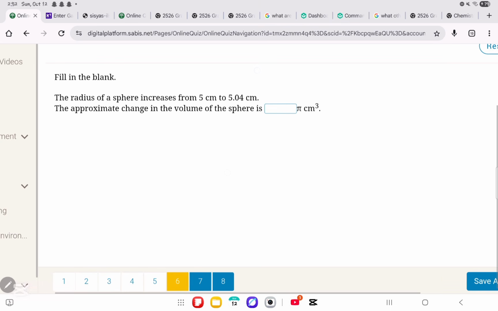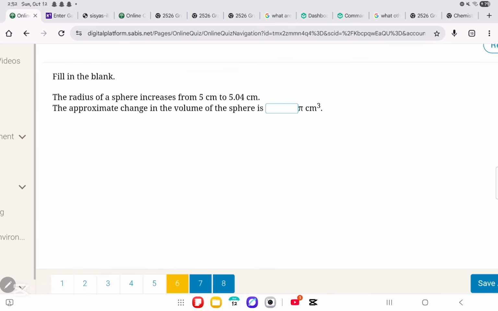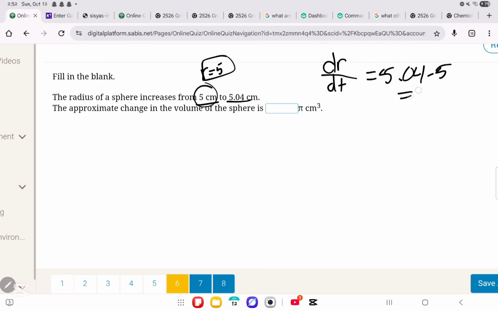What does it say? Ooh, this question is very, very nice. The radius of a sphere increases from 5 centimeter to 5.04 centimeter. That means initially the radius is 5. And how much is the change in the radius? Or like the rate of change in the radius, it's 5.04 minus 5, which is 0.04. Now what do they want? They want the approximate change in the volume of the sphere. So they want dv over dt.